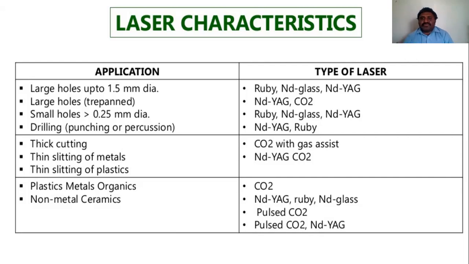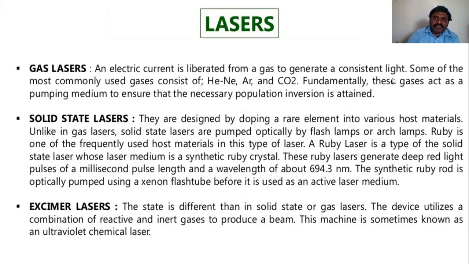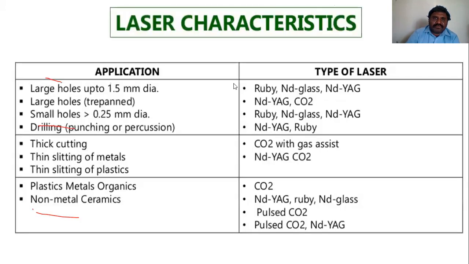It depends upon what I just said: the gas laser, the solid state and the excimer. So according to this we can go with hole drilling, cutting and metal. From the gas we can go with the gas laser, the same thing with the excimer, and with the solid state, the ruby is a solid state laser. That is the three types that can be carried out here. Okay, very easy. We now know the laser characteristics.